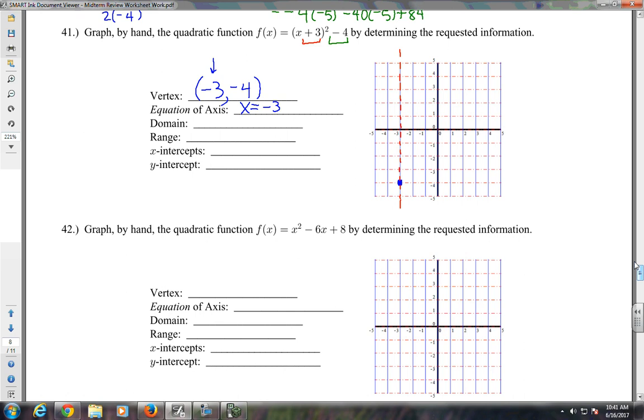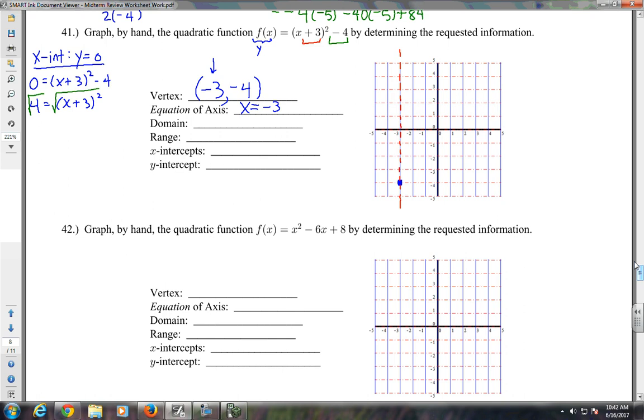Now to find an x-intercept, the plan is always set y equal to 0. Now y is the same thing as f of x. So I need to solve 0 equals (x plus 3) squared minus 4. This quadratic equation will be easily solved by our square root property. So add 4 to both sides. Take the square root of both sides now that I have the quadratic part isolated.